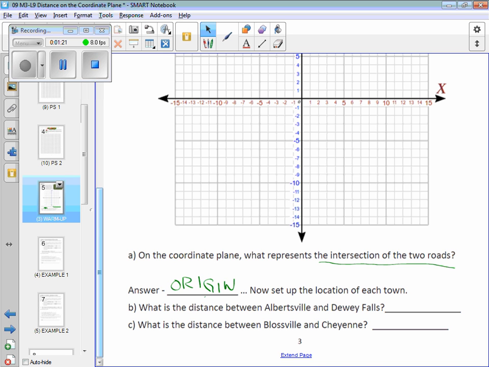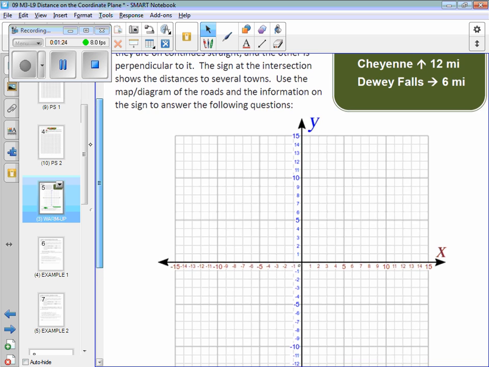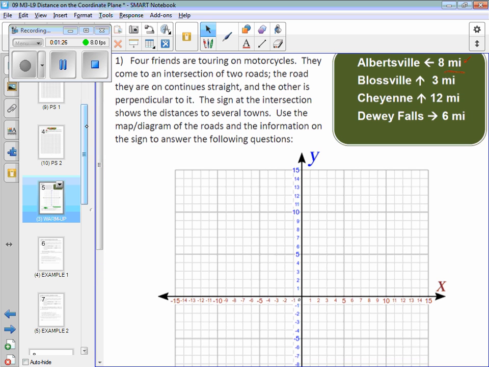Okay, so let's set up the towns. I'm going to give just what I need. All right, Albertsville from the origin is 8 miles to the left. So what I'm going to do, I'm going to move how many miles to the left? Which is going to wind up here, right? Put the letter A for Albertsville. What is the location of that point? Ordered pair. Carly. Good. Put it right on the plane.